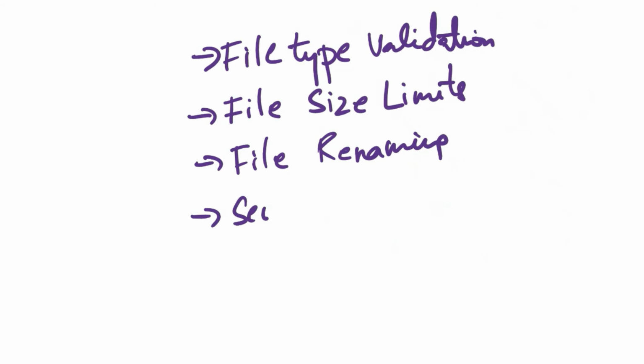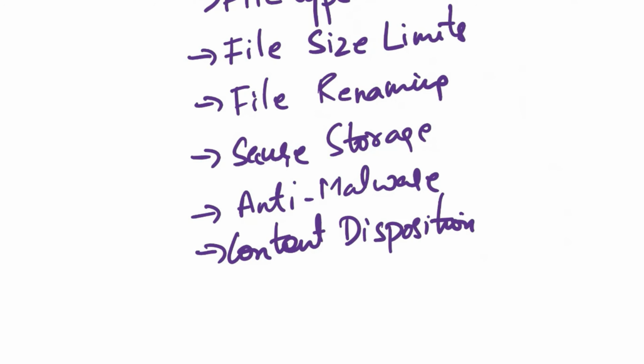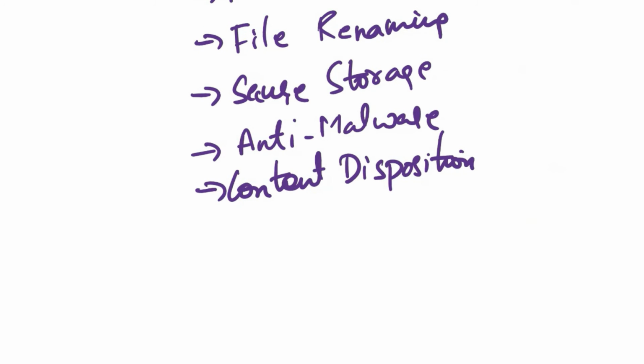Next one, secure storage. Store uploaded files in a location separate from the web root to prevent direct access. Ensure that the storage directory has strict access controls. Next one is anti-malware scanning. Use anti-malware scanners to scan uploaded files for potential threats including viruses and malware. Next one is content disposition. Set the content disposition header to force the browser to download files rather than executing them in the browser.